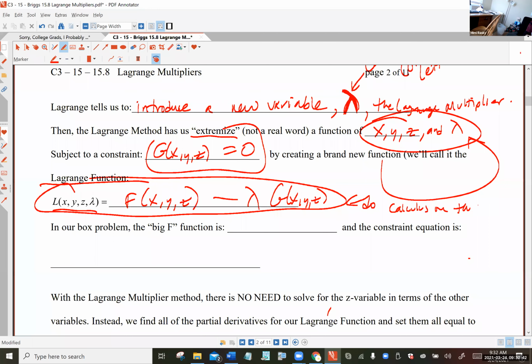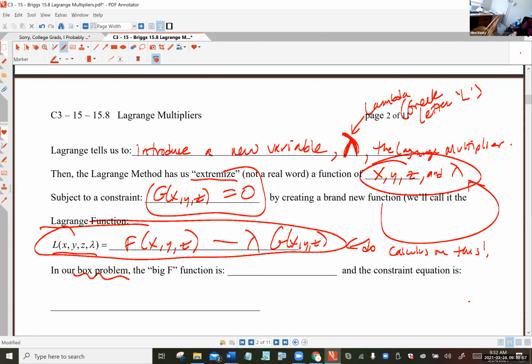But it's 4 variables. I know. You're going to have to get 4 partials and set them all simultaneously equal to 0. Yeah, it's going to be 4 equations and 4 unknowns. I know. Terrible. Okay. So in this box problem that we were just doing, so just go back there.